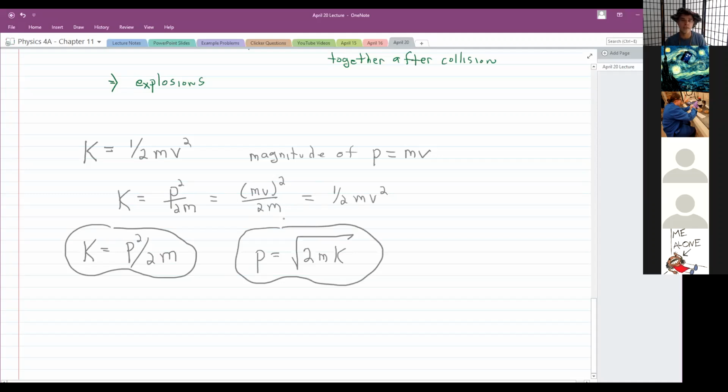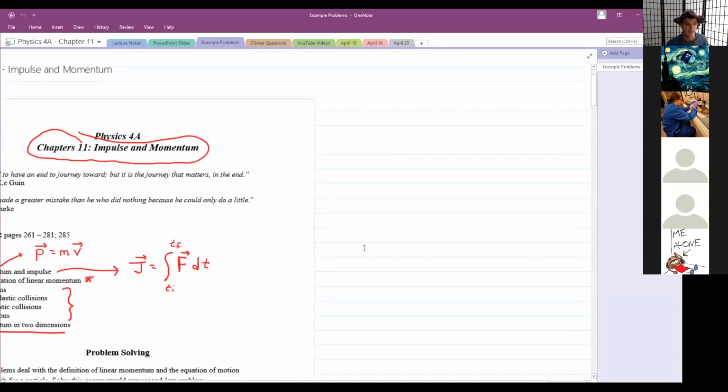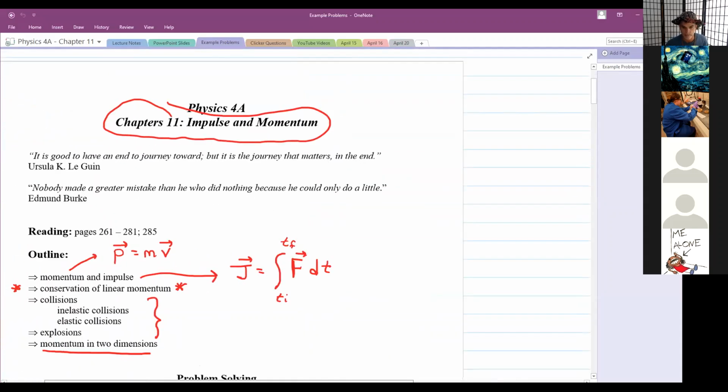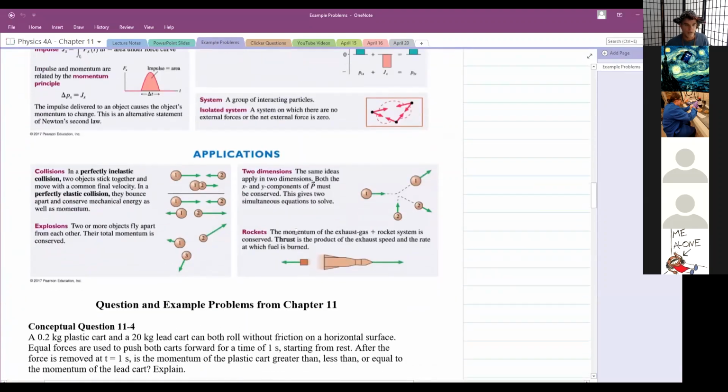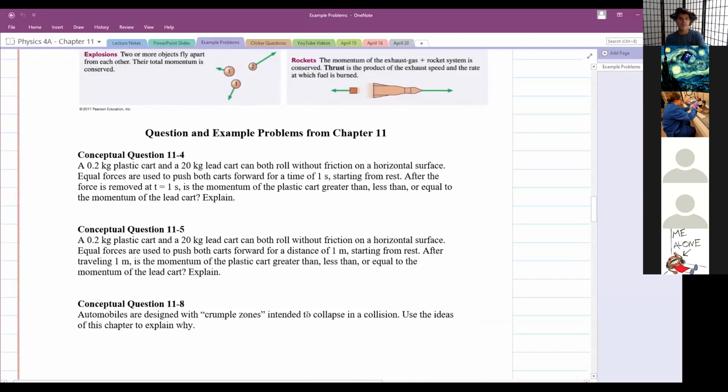Okay, so given that, I have a couple questions I'd like to go through. First question. This is conceptual question 11.4, and it says this: a 0.2 kilogram cart and a 20 kilogram cart can both roll without friction on a horizontal surface. Equal forces are used to push both carts for a time of 1 second starting from rest.